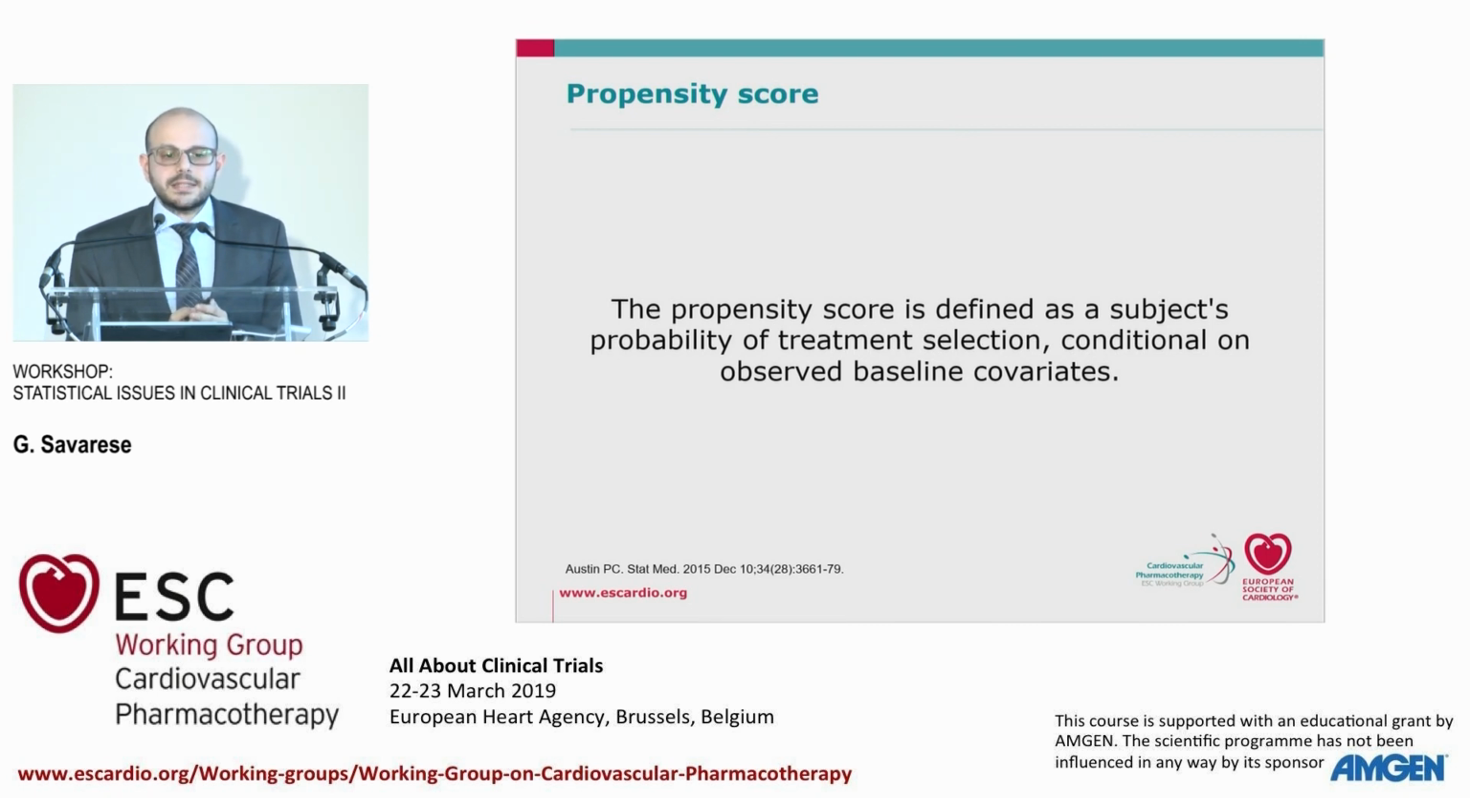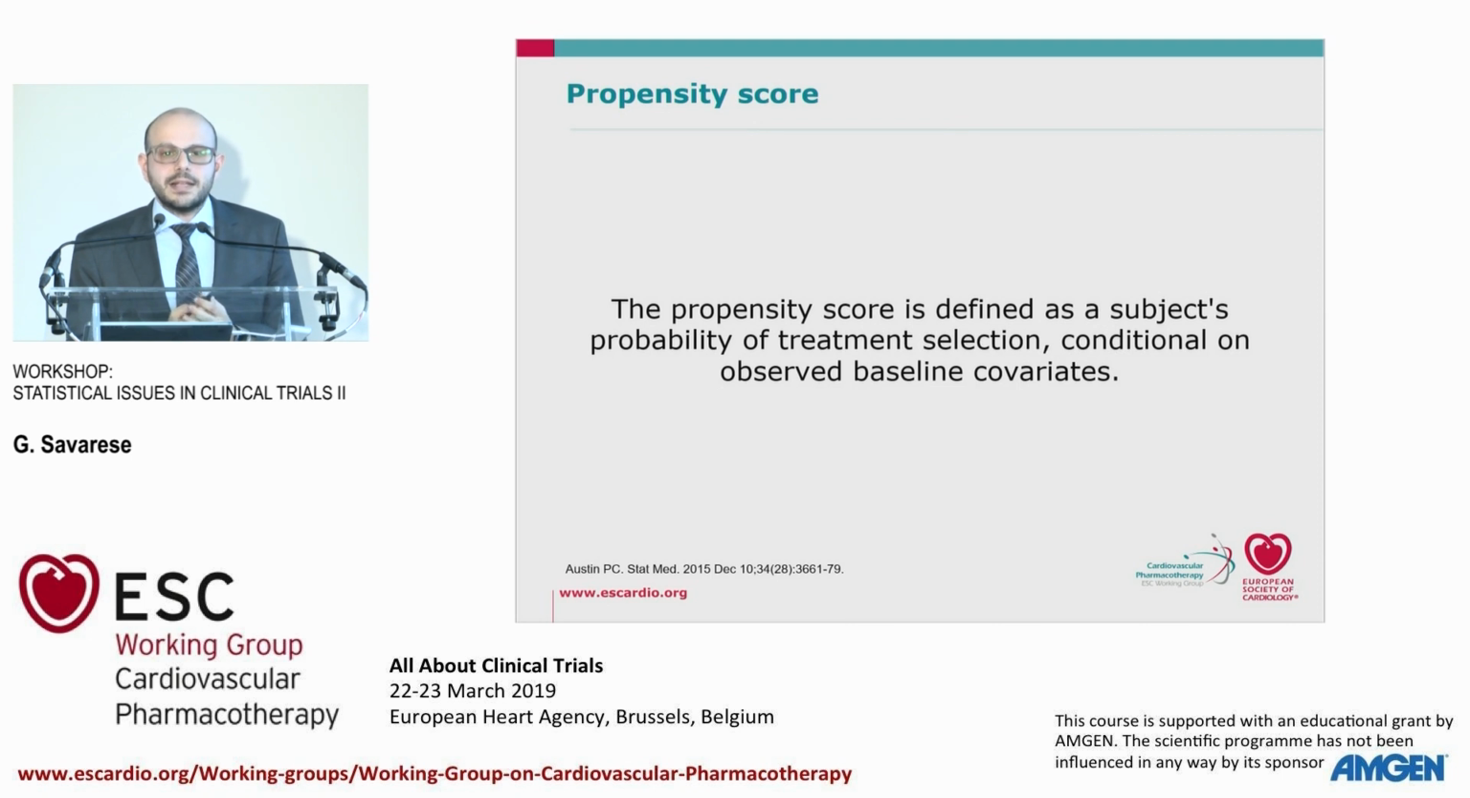First of all, what is a propensity score? The propensity score is defined as a subject's probability of treatment selection conditional on observed baseline covariates. It looks very difficult, as usual, because it's a definition, but it's very simple. For example, we can explain it like that. A propensity score, first of all, is a number, and it's a probability. So it's a probability that a patient receives a specific treatment due to his or her specific baseline characteristics.